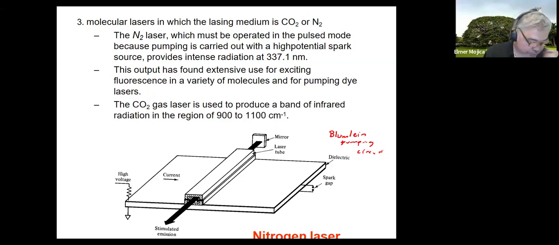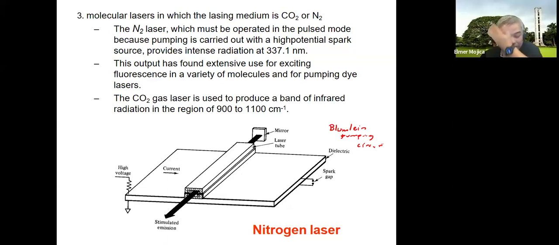Now, the output here has found extensive use for exciting fluorescence in a variety of molecules and for pumping dye lasers. Okay. Now, if you're going to use this laser system, you have to be very careful, especially depending on the nature of your sample, because sometimes it can burn your sample if the power is too much. Okay, so you have to take that into consideration.